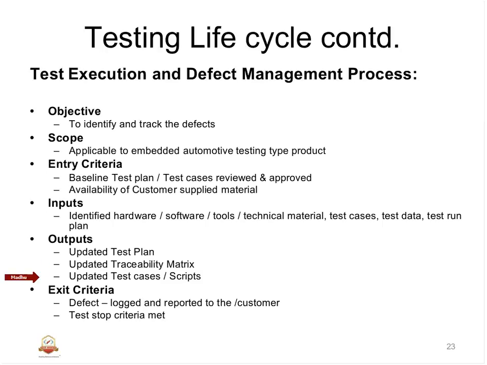And also we come up with the test cases and scripts as an outcome of this activity of test execution and defect management. Exit criteria: we have all the defects logged and reported to the customer. It could be an internal development team also, or internal management, who will route all these defects to a fix by the development team, or if it is an issue with the requirements or the engineering level from the customer, then the customer needs to fix it, we have to log it to him.